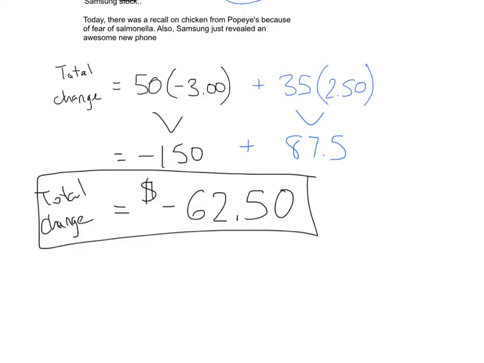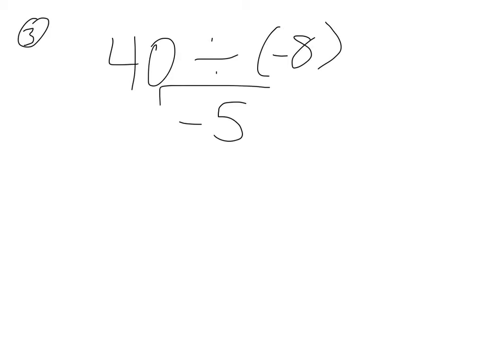Your choice. So we're talking about multiplying integers, but we're also talking about dividing integers. So real quick, if you had 40 divided by negative 8, what would your answer be? I hope you're answering negative 5. Why? Because you have a positive divided by a negative, so the answer is going to be negative. What's 40 divided by 8? 5.